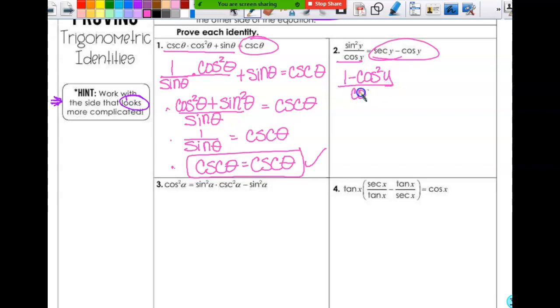So I've got 1, this makes this 1 minus cosine squared y, that comes straight from your identities, over cosine y equals, and I rewrite the right-hand side, secant y minus cosine y. And remember, y'all can talk to me too. So I'm still working with the left-hand side. Now here's what you don't want to do. You don't want to look at that and go, oh, 1 minus cosine squared, I can substitute in sine squared, because then you're just going in circles.